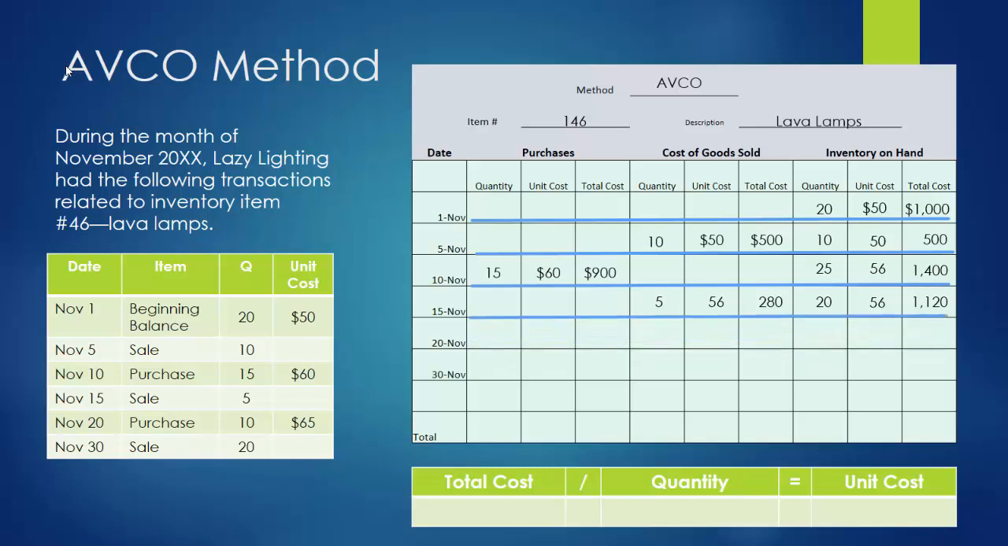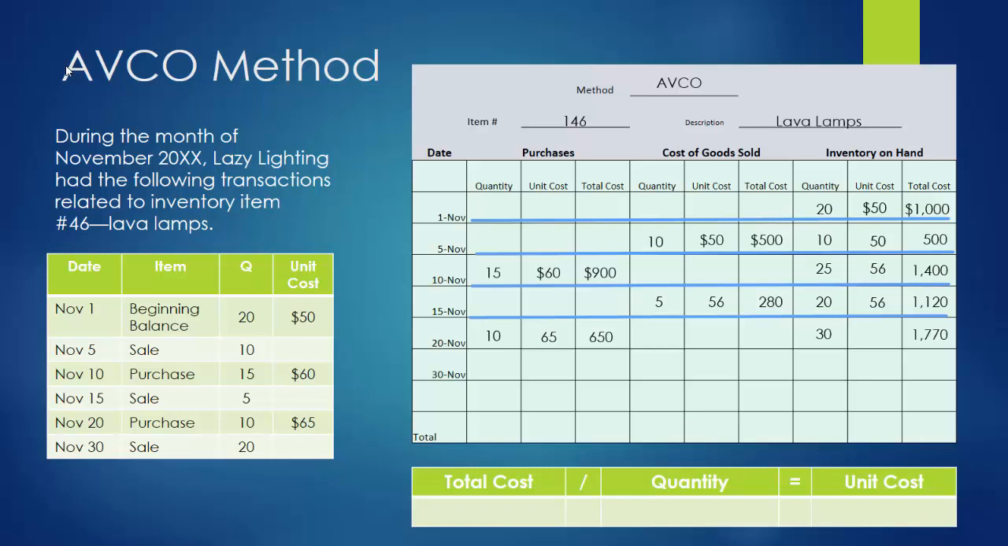On November 20th, we're going to make a purchase of 10 units. They cost $65 a piece, so our total cost is $650. Well, we had 20 before, we just bought 10 more, which means now we have 30. Our cost of the units we had in inventory before this purchase is $1,120. We just spent another $650 to buy more units, which means our total cost of all of our lava lamps is increasing to $1,770.